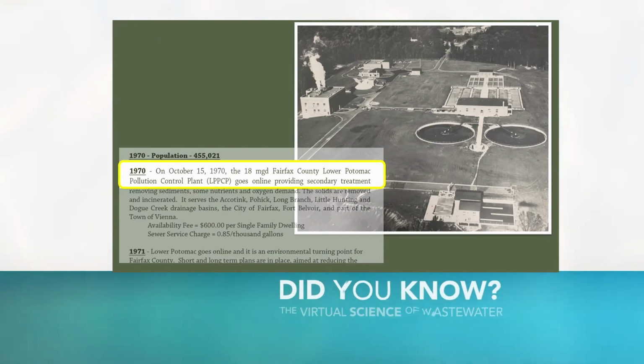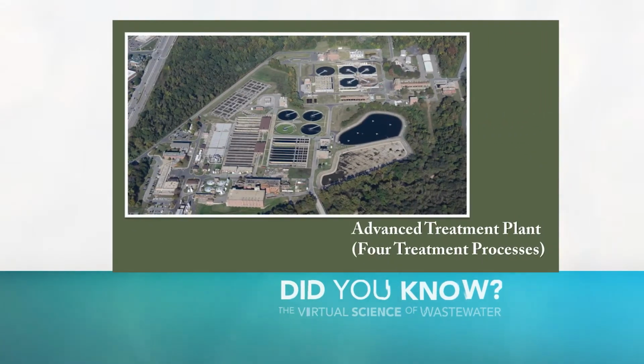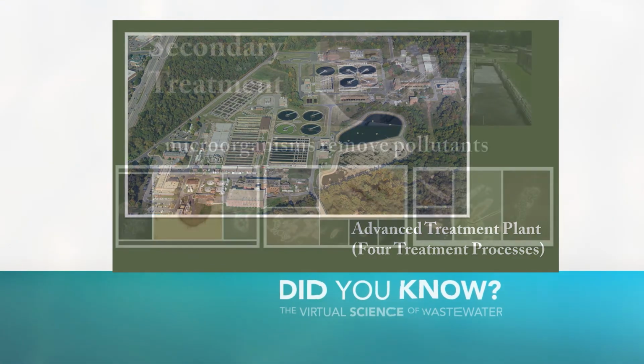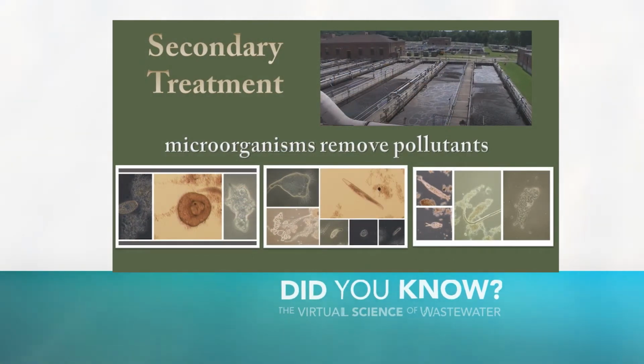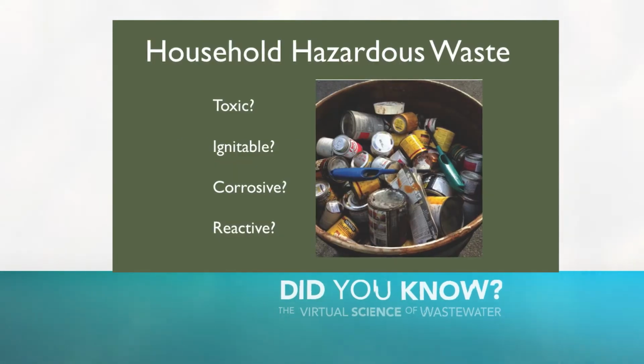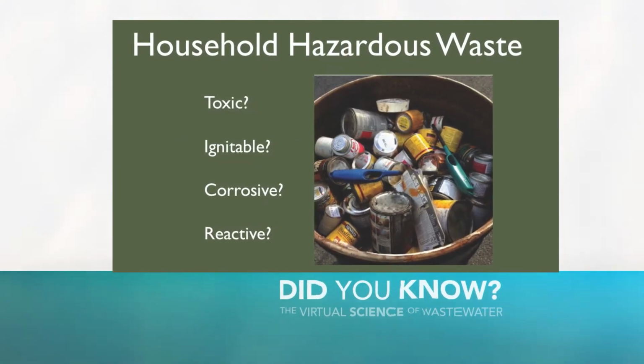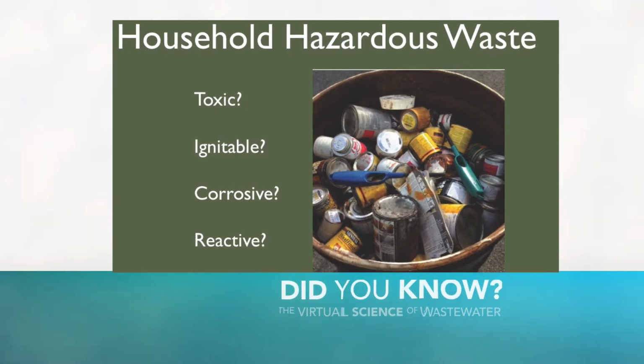Did you know Nome & Cole was built in 1970 with only primary and secondary treatment? Today, it's an advanced treatment plant with 4 treatment processes, but there are still some places in the United States that only treat wastewater through the biological process of secondary treatment, a critical step in removing various pollutants from our wastewater. So what if the microorganism population is jeopardized and it can't remove these pollutants as expected? This can happen with the improper disposal of items such as household hazardous waste down our toilets and sinks.